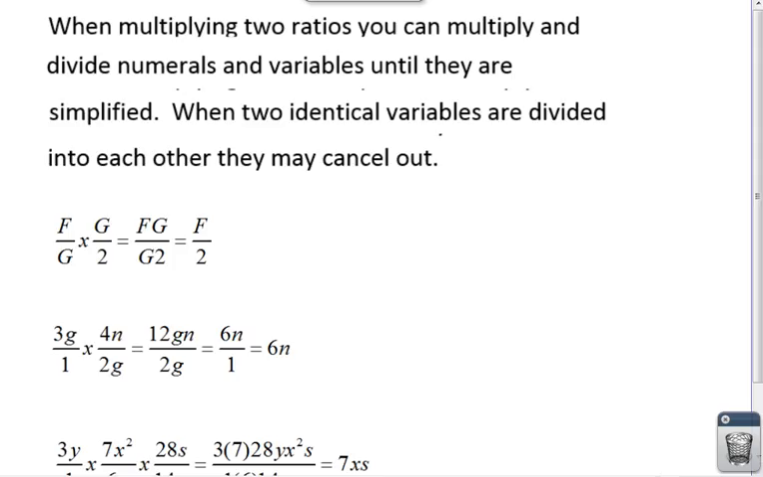So first you gather everything together. We have f times g on top. We have g times 2 on bottom. So now you see we have g on the top and the bottom. So those two can cancel each other out. And we just have f divided by 2 left over.